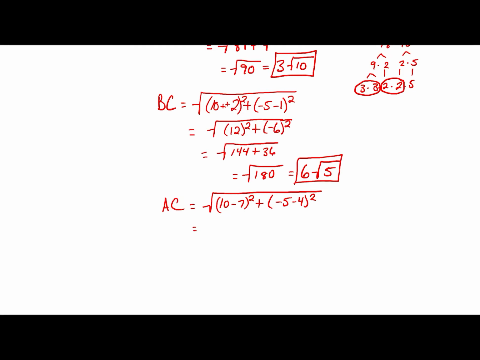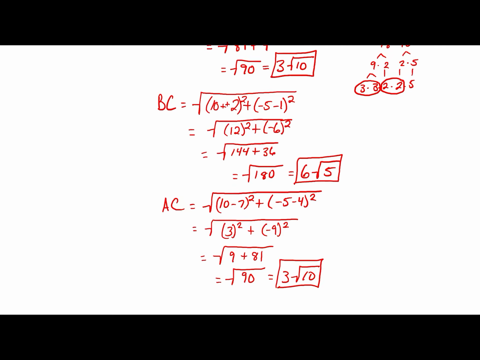And then again, we want to simplify that. And so when we do, 10 minus 7 is 3 squared. Negative 5 minus 4 is negative 9 squared. And then as you simplify that, 3 squared is 9. Negative 9 squared is 81. And we get the square root of 90, which we already simplified. You can see that at the top of the screen. It is 3 square roots of 10.